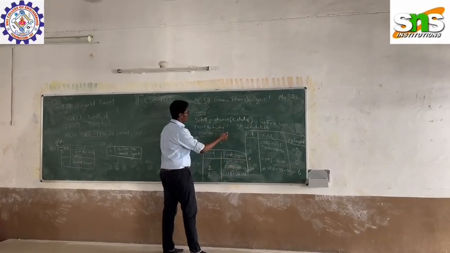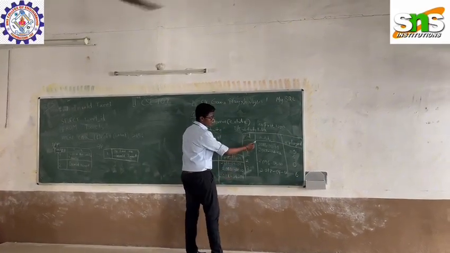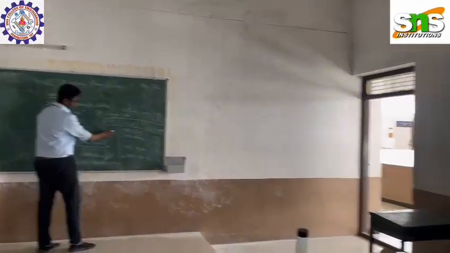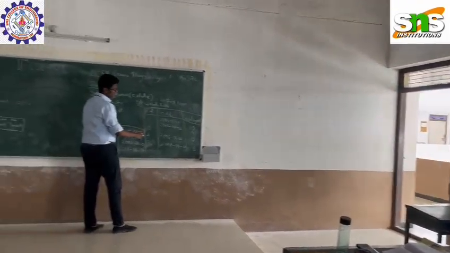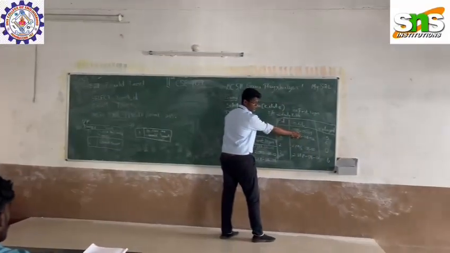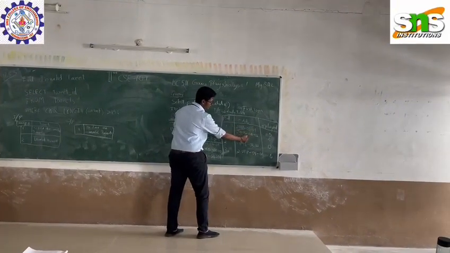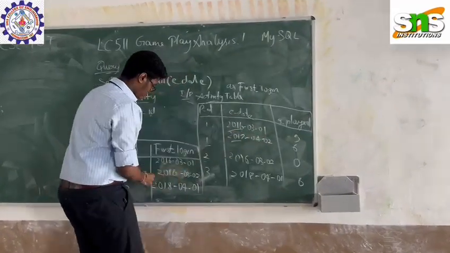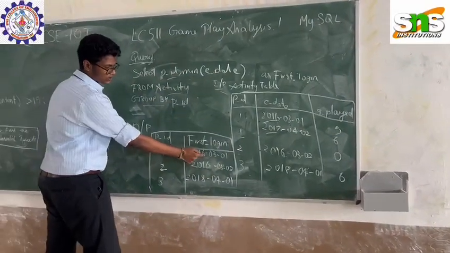In the input table given, we first compare the IDs. Player 1 logged in twice, in 2016 and 2017, so the minimum year is 2016. So the first output will be 1, 2016-03-01.